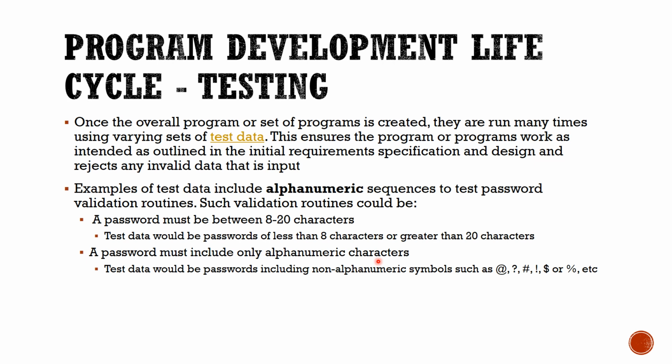For this reason, we use different types of test data to test our code. This test data can include alphanumerical sequences to test passwords, validation routines, and a lot of things, right? For example, the password must be between 8 to 20 characters. So our test data would be passwords of less than 8 characters or greater than 20 characters. Password must include alphanumeric characters means the test password should have some non-alphanumeric symbols.